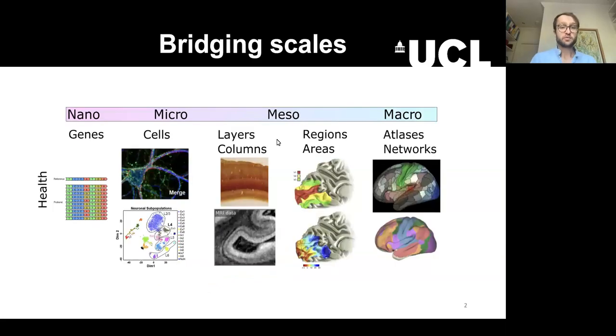The aim of this work is to bridge the different scales by which we measure cortical organization, from the nanoscale of genes and cells through to mesoscale layers and columns, and then zooming out to the MRI accessible scales of regions and areas, and ultimately the larger scale atlases and brain networks.